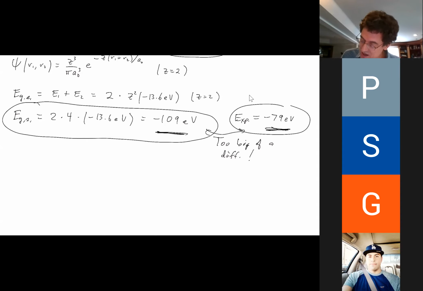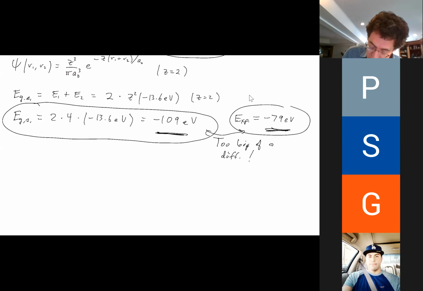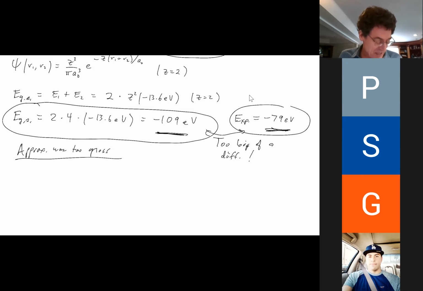Okay, so we must do better. The approximation was too gross. So we got to do something better. Okay, what's the next thing we do? And you know the answer to this. The non-interaction didn't work, so what's the next thing we do?